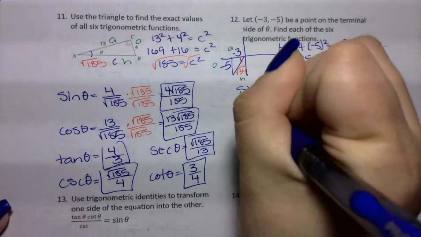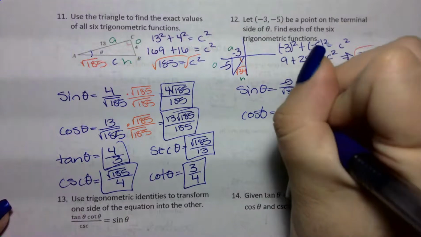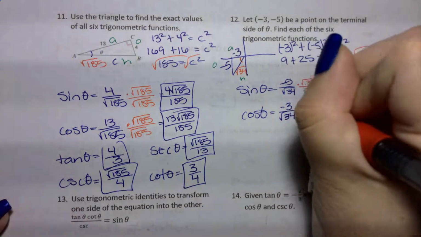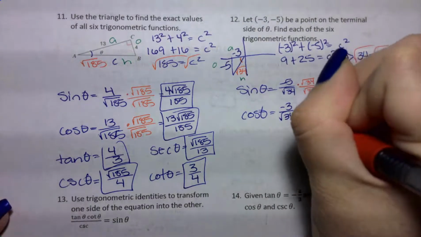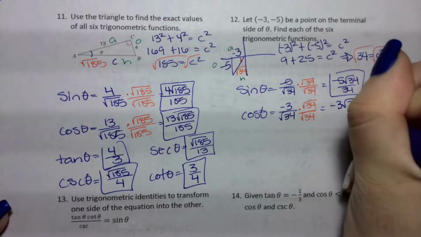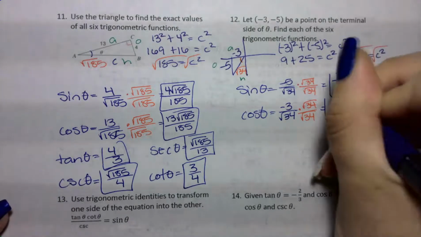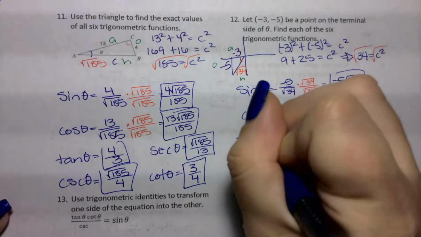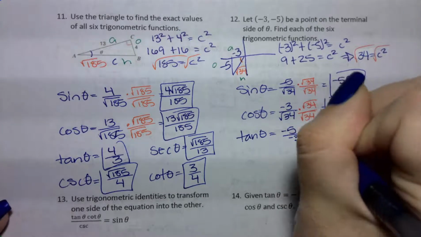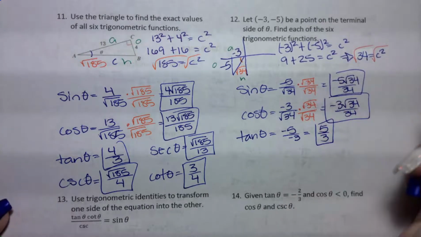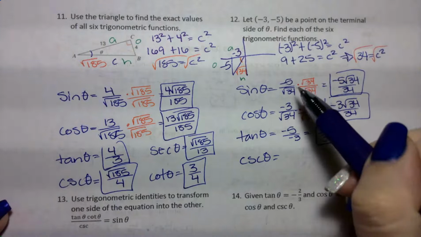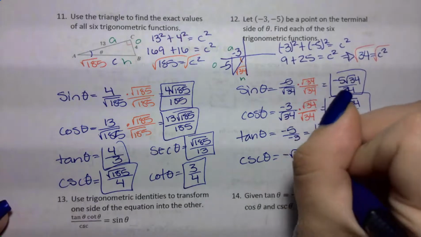Then I want to do the same thing for cosine. That is going to be -3 over the square root of 34. I will again want to rationalize this. This is going to give me -3 square root of 34 over 34. Tangent is opposite over adjacent. So this is going to be -5 over -3. They're both negative, so this turns positive. Then I have cosecant, which is the reciprocal of sine. So I'm going to flip my original. That is going to give me -square root of 34 over 5.